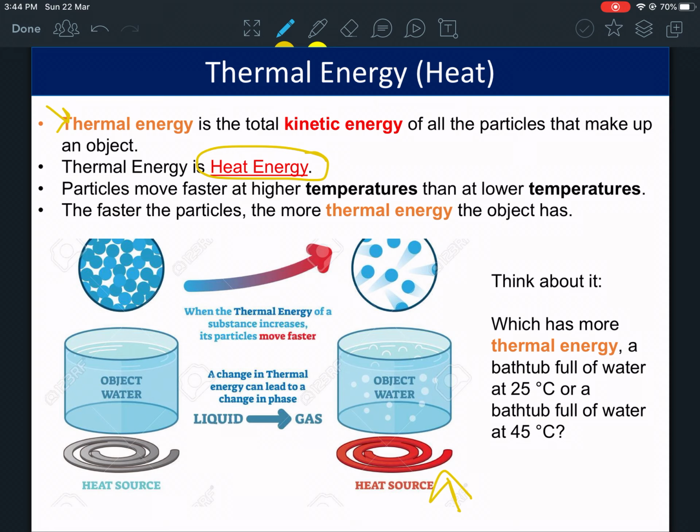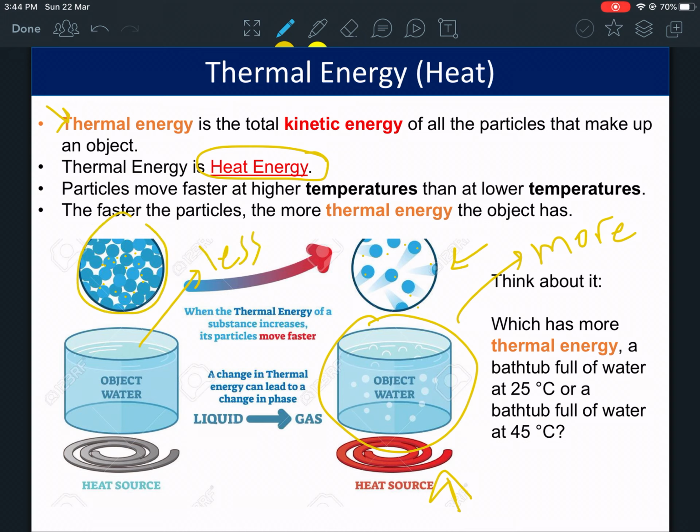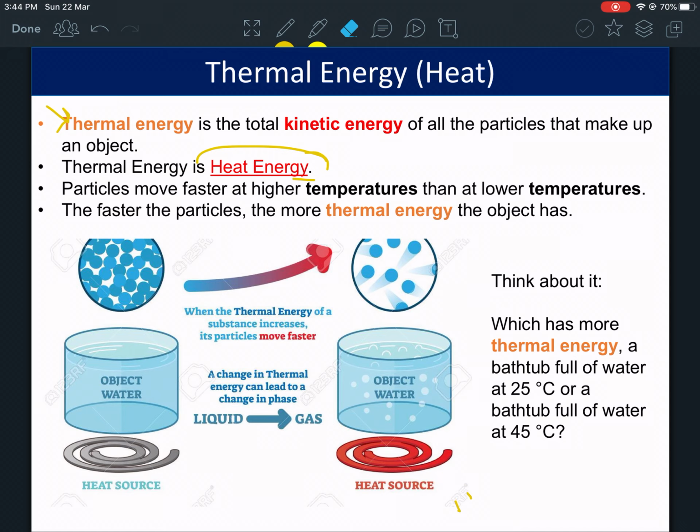Now, if you notice here, you see these particles? They are not moving as fast as these. You see these particles? They're moving really fast. So this here has more thermal energy. This has less. Why? Because here the particle movement is slow and here it's fast. So that's why particles move faster at a higher temperature. This has a higher temperature, the particles are moving faster. Lower temperature, the particles are moving slower. The faster the particles, the more thermal energy.